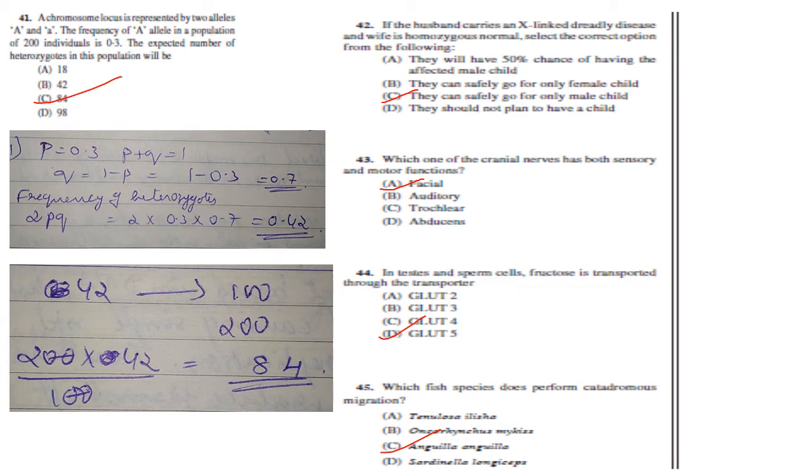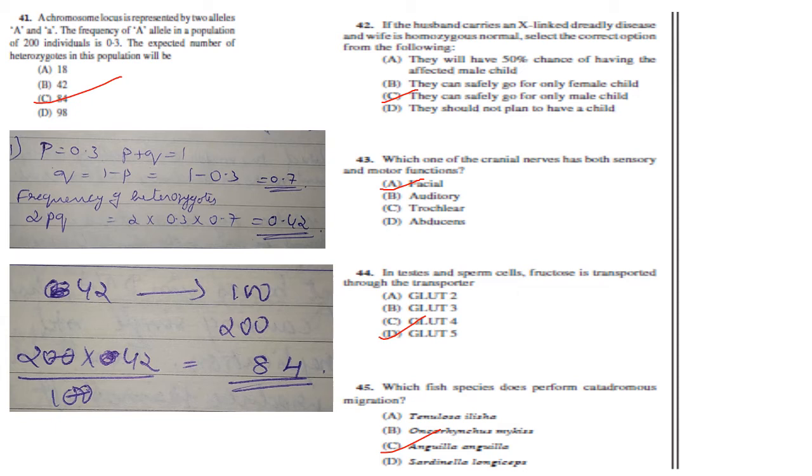So they have asked in testis, sperm cells, fructose is transported through the transporter. So it is GLUT5. Answer is GLUT5 is the fructose transporter. All the others are glucose transporters. So answer is option D.